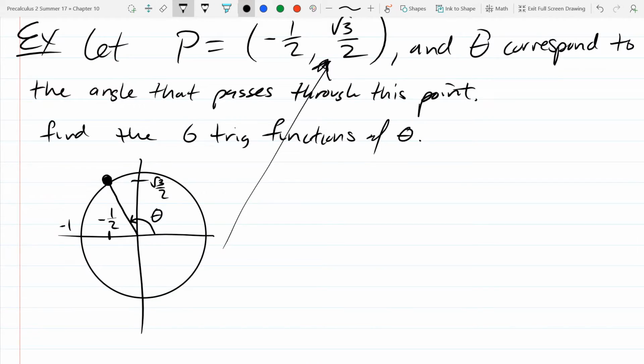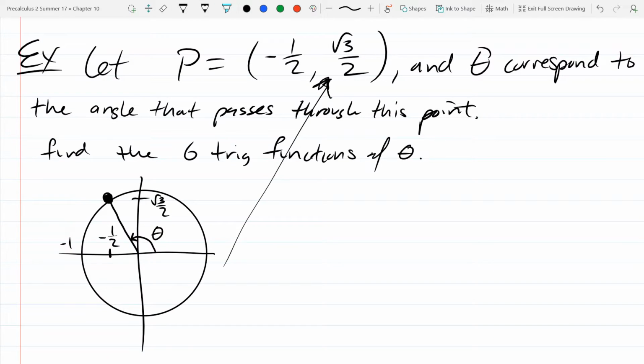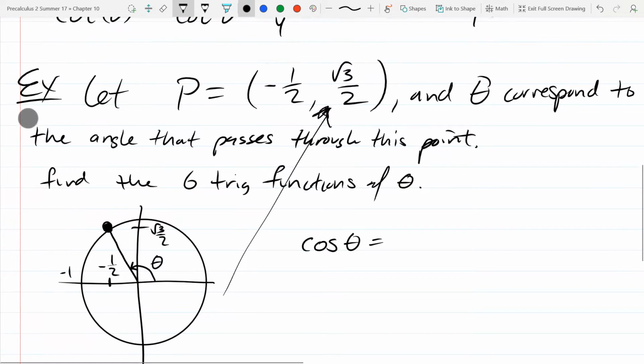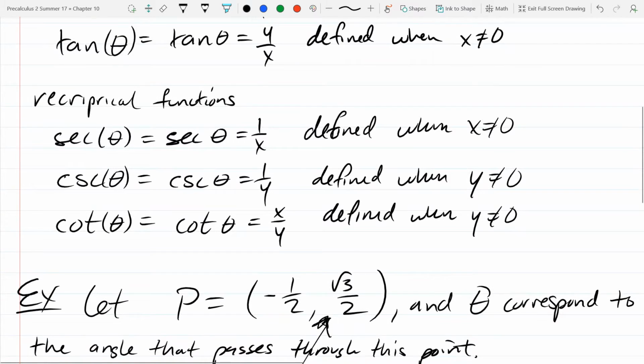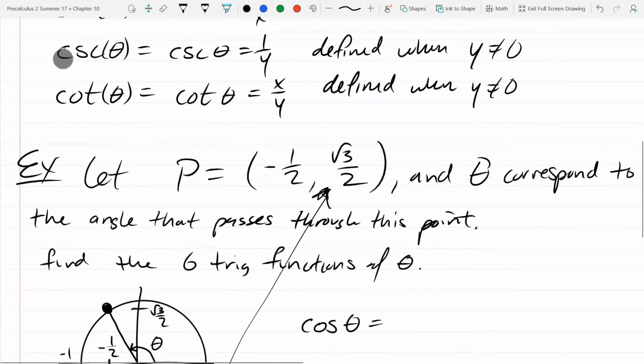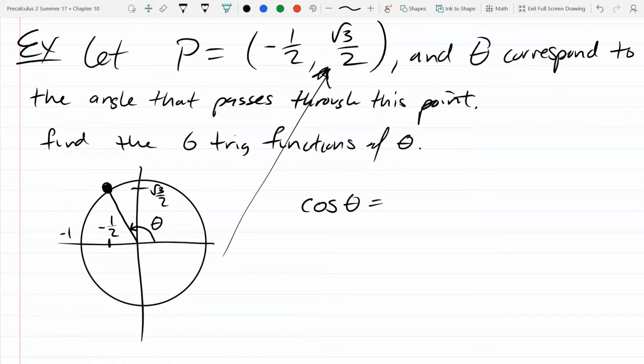Now, I did not ask for what theta is. If I asked that question, it could be measured in radians or degrees, but I didn't ask that question. I asked for the 6 trig functions of theta. So what is cosine of theta? Well, the definition is pretty much all we know. Cosine theta is the x-coordinate on the unit circle. So what is our x-coordinate? Right here, negative 1/2. It's our x value. So next up, sine. Sine is the y value, square root 3/2.